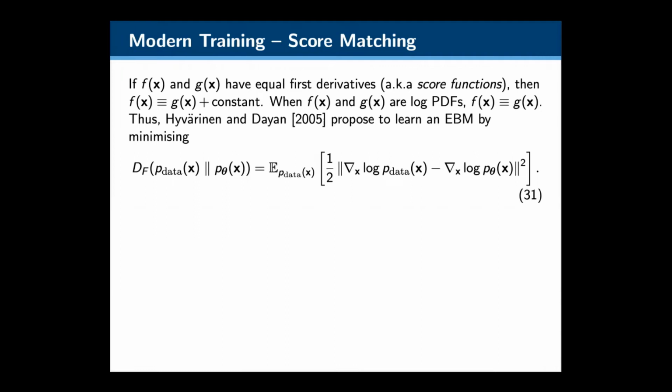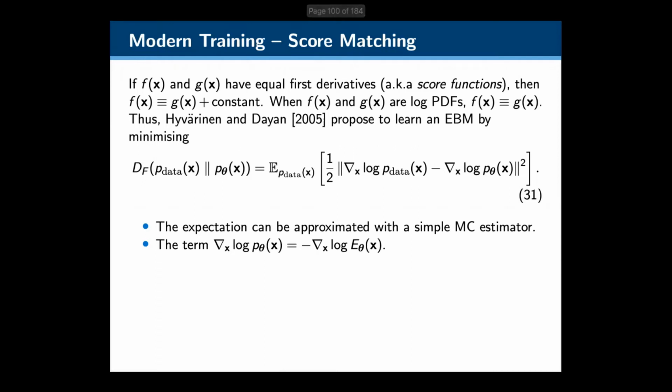So the problem here is this term here, which we can't actually calculate. Otherwise, everything's nice. The rest of this could be estimated with a simple MC estimator. This other term over here is, as I mentioned before, just the negative score of the energy. But we've got this problem that we can't actually calculate the score of our true data distribution.